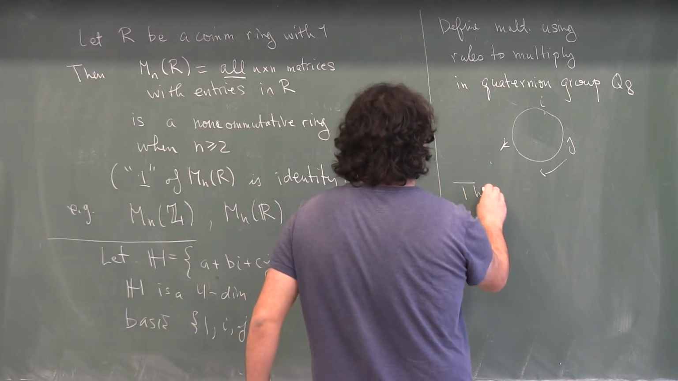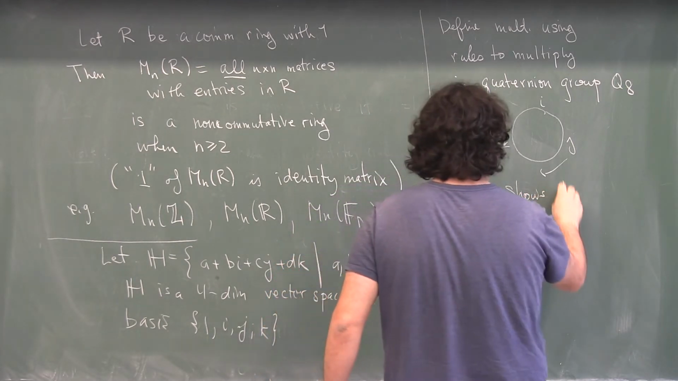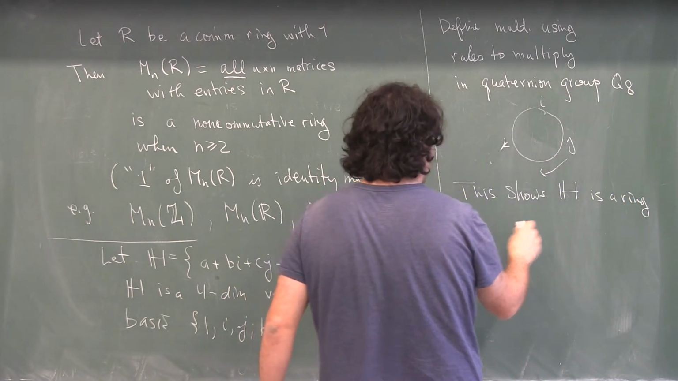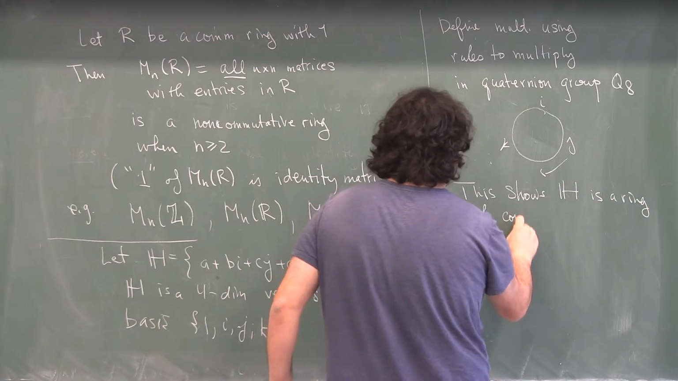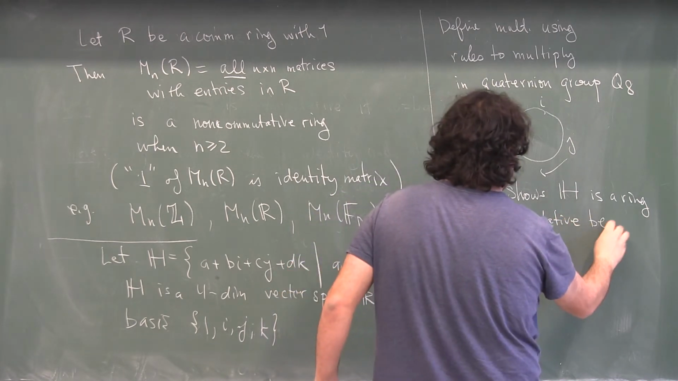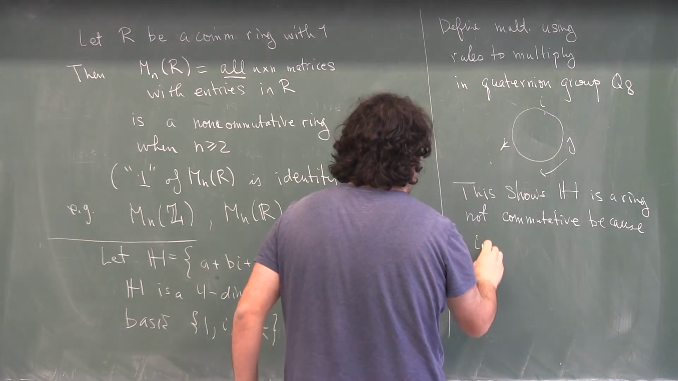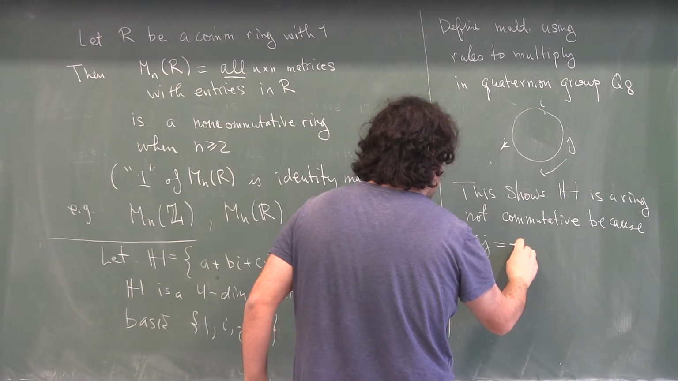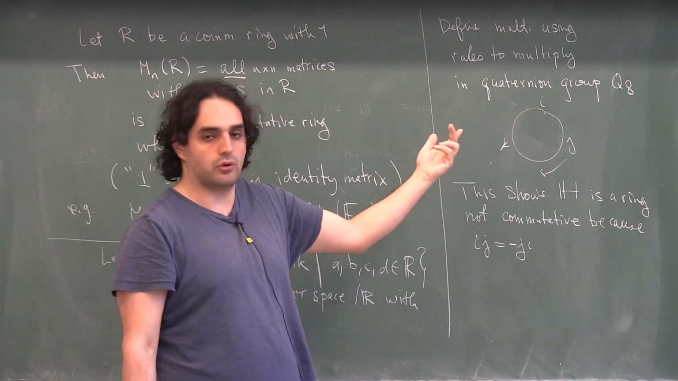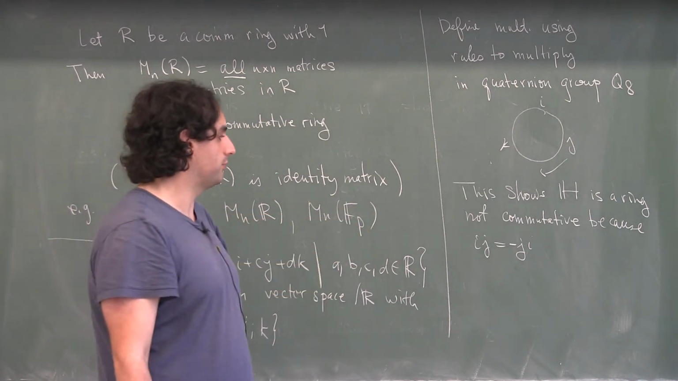So this shows H is a ring, and it's not commutative. Not commutative because we know from this multiplication rule that IJ is equal to minus JI, and similarly, if you take any two of these three and multiply them in the two orders, you do not get the same thing, but you get the negative of what you get in the other order. Okay?